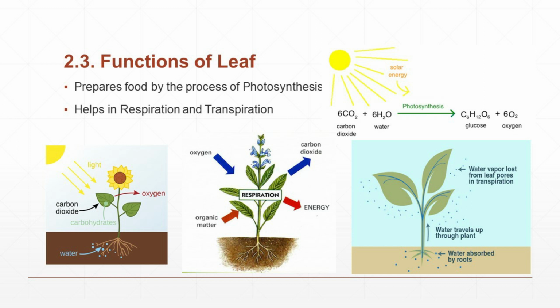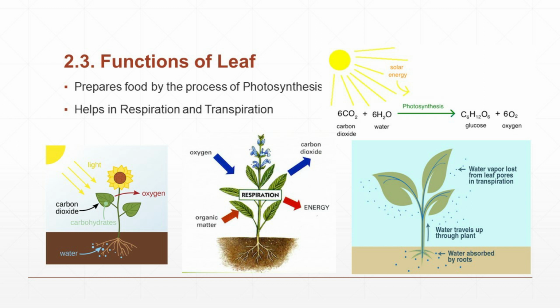Next, the leaves can help in respiration. Already I told you about the stomata, the small openings on the lower side of the leaf. Through these small openings, they take in oxygen and give out carbon dioxide. Respiration means absorbing oxygen and giving out carbon dioxide. This process is also carried out only through the stomata. They are found on the lower side of the leaves.